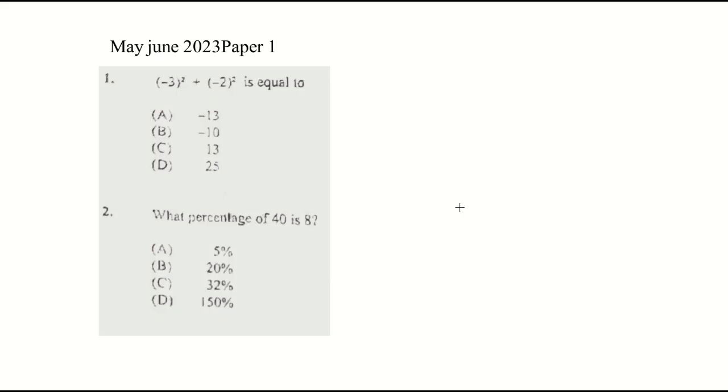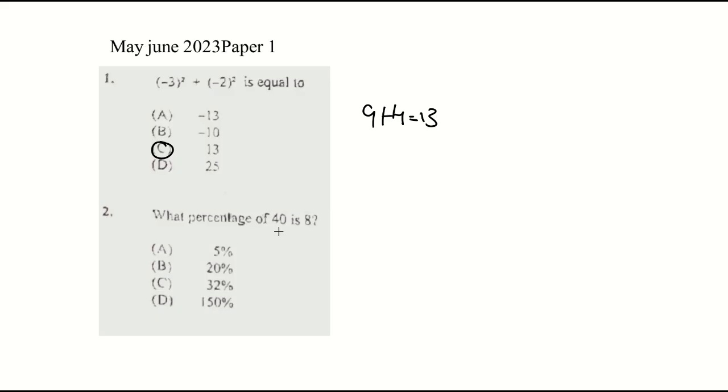This is a repeated question. Minus 3 squared plus negative 2 squared. If you remember, the answer is 13, right? Minus 3 squared is 9. Negative 2 squared is 4. 9 plus 4 is 13. So the answer is 13. This question we just now did.